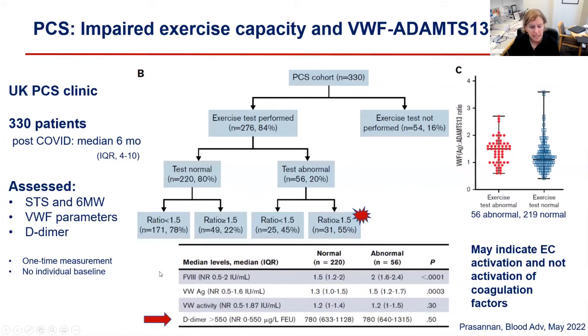When we look at the median levels for factor VIII, there was a slight increase in factor VIII activity in those who had abnormal exercise tests that was statistically significant. The same is true for the VWF antigen. It was elevated, but the D-dimer levels were exactly the same in both those that had normal functional exercise tests and those that had abnormal tests. Amazingly similar. And so I think this indicates that endothelial cell activation is definitely occurring, or endothelial cell damage is persistent, but we're not seeing activation of soluble coagulation factors.